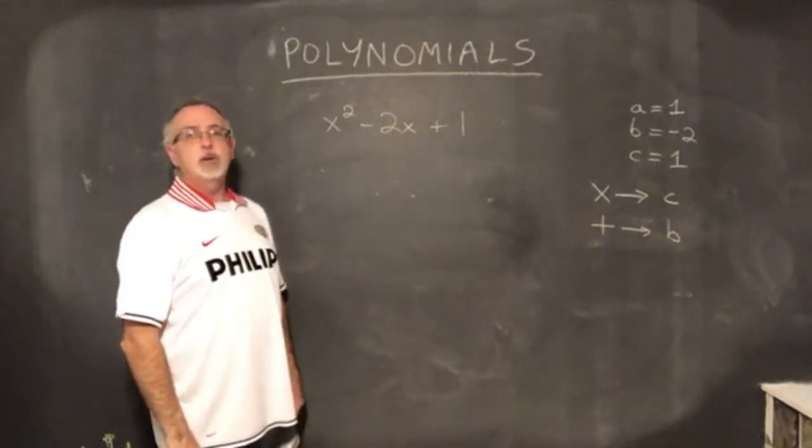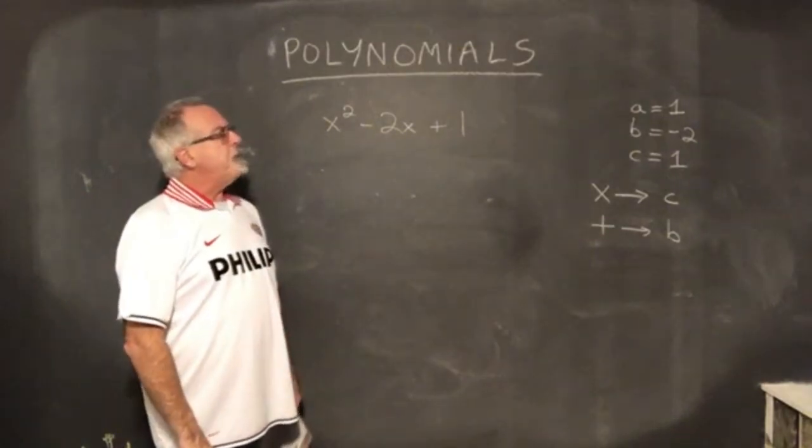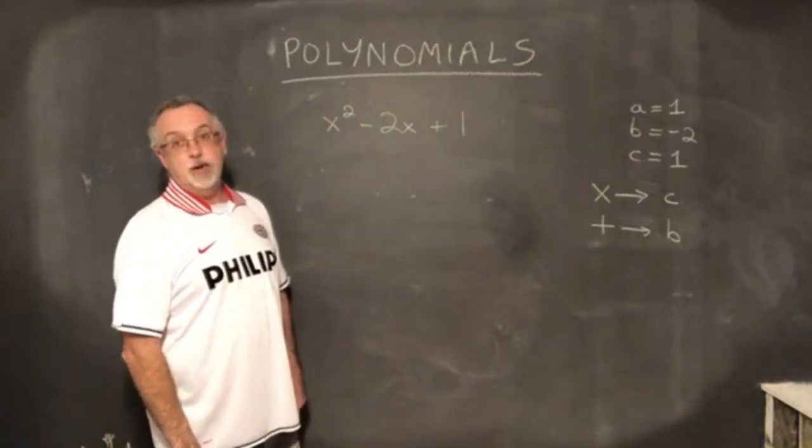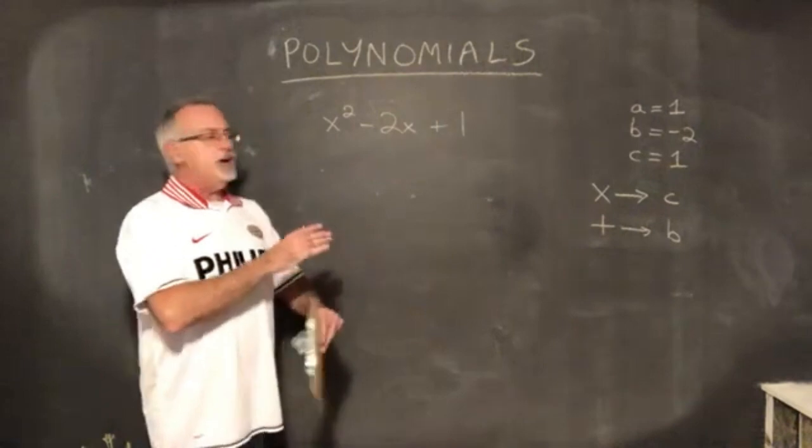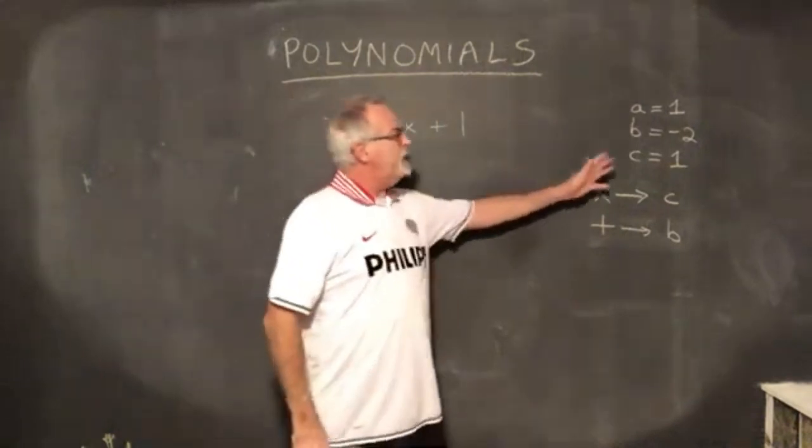What two numbers multiply to give positive 1 and add to give negative 2? Well, there are not too many choices. I have to say that over again. What two numbers multiply to give positive 1 and add to give negative 2? Let's get this right, Doug. Okay, there are not many choices.